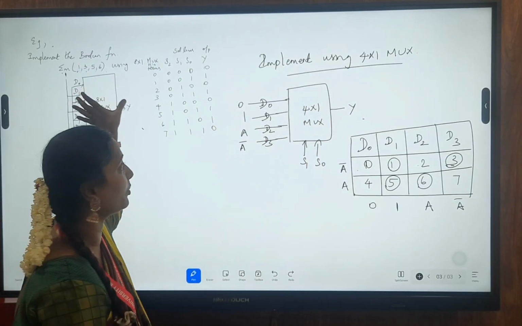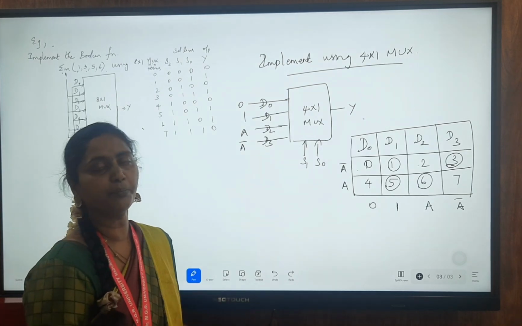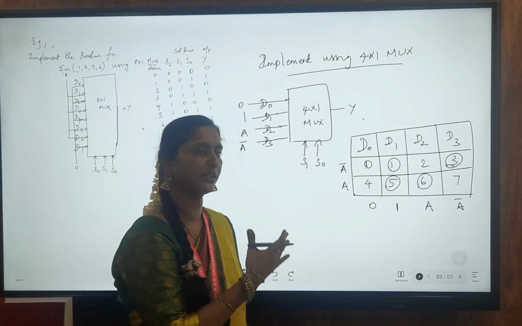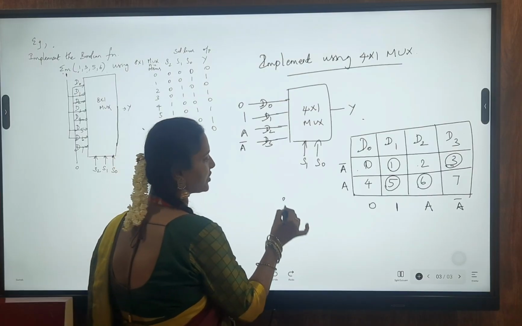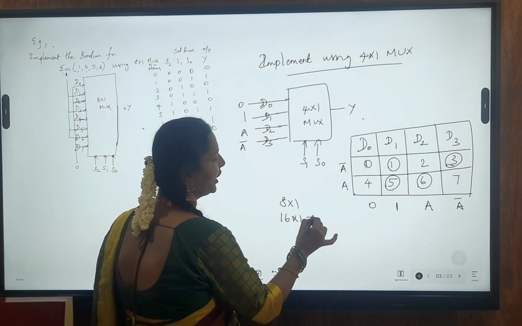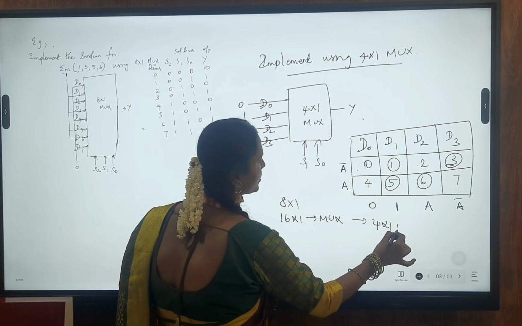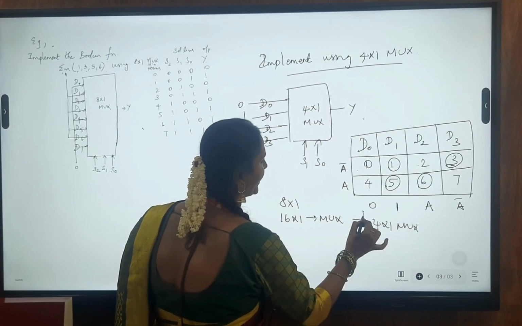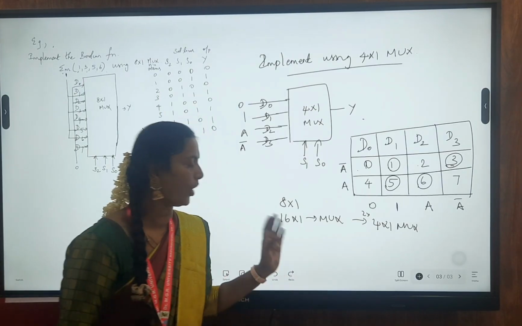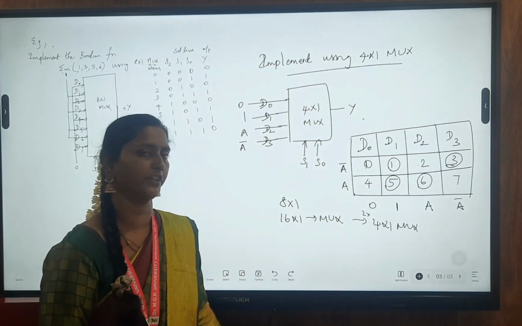Even if you are having many terms, you can do it. Similarly we can implement these functions, whether you want 8x1 or anything. You can implement a 16x1 multiplexer also using 4x1 muxes, 2 of them. Whatever the function may be, we can design it with the minimum multiplexer configurations.